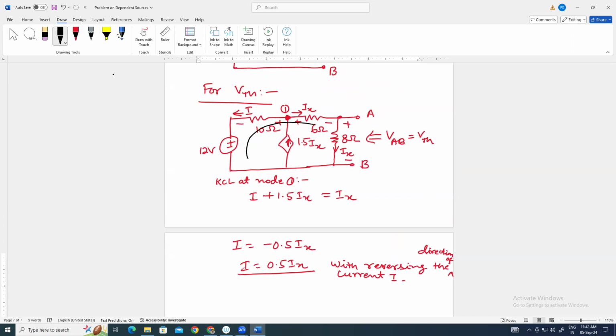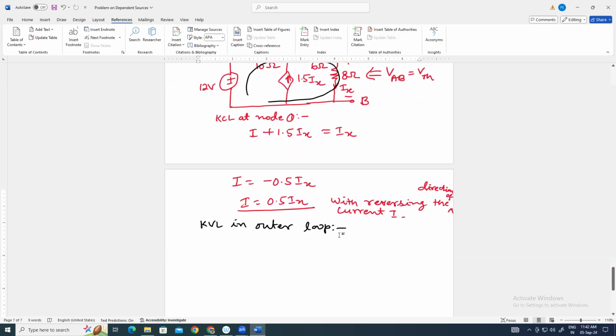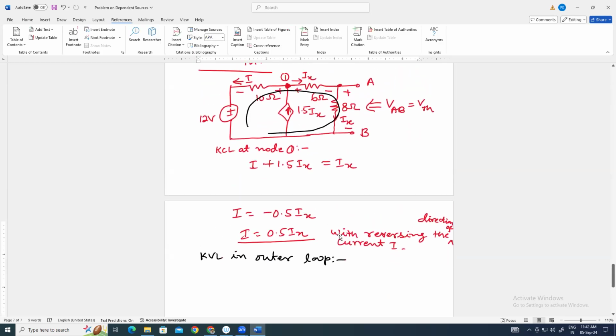So if we apply KVL in this outer loop, KVL in outer loop, okay, starting from here: 12, plus minus, minus plus, 12 plus 12, then minus plus is plus plus 10I, then plus minus is minus minus 6Ix, then plus minus is minus minus 8Ix is equal to 0. Clear? We wrote the equation correctly.